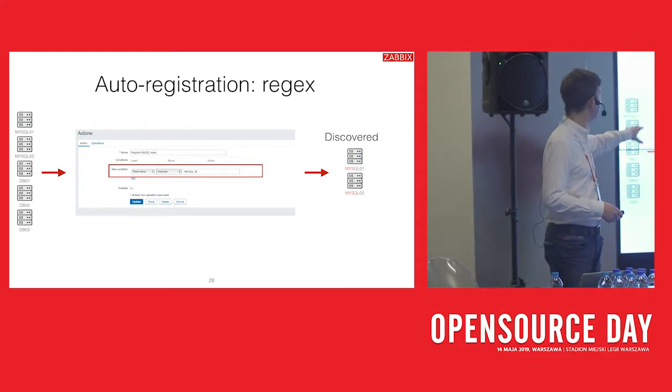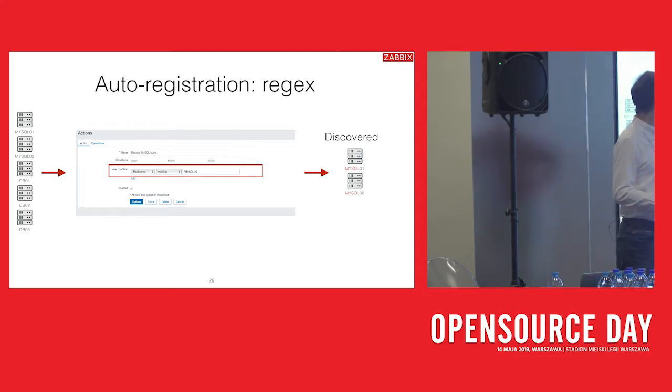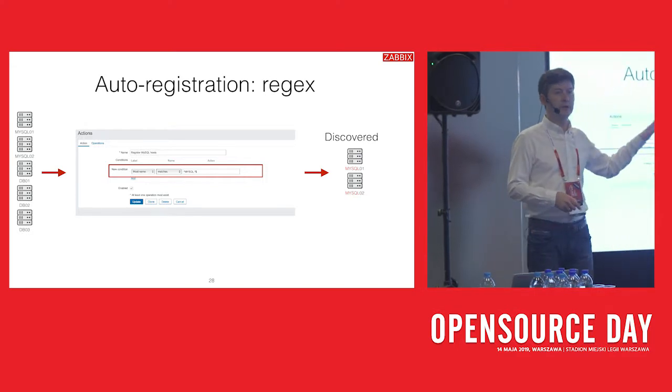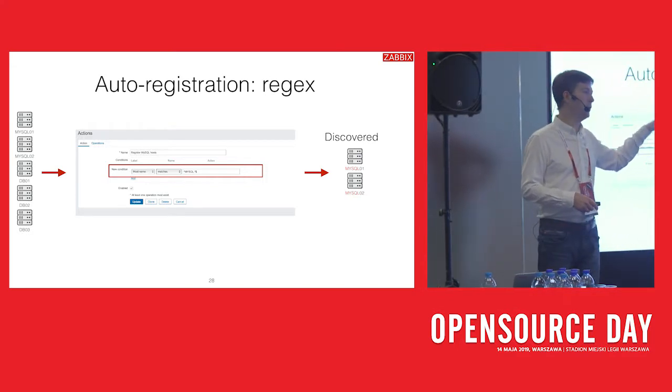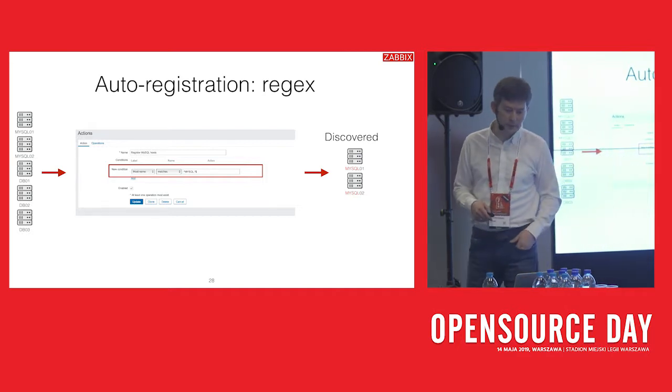So we may have different auto-registration rules. In this case, Zabbix will discover MySQL servers, link them to the relevant templates, and start monitoring those MySQL servers automatically. So that's how it works.